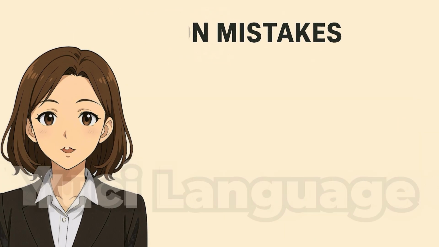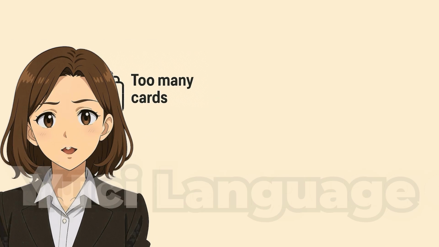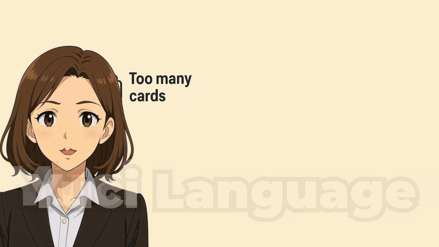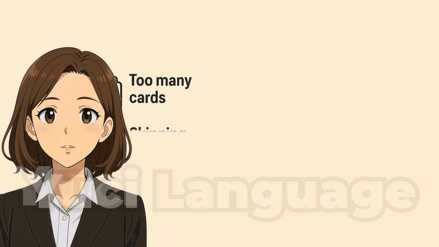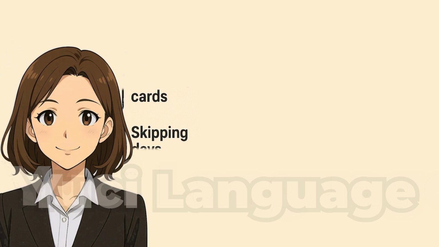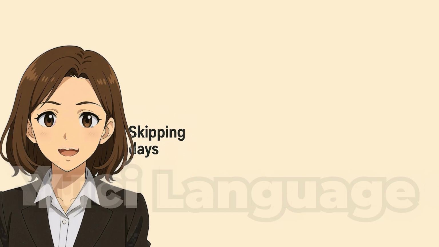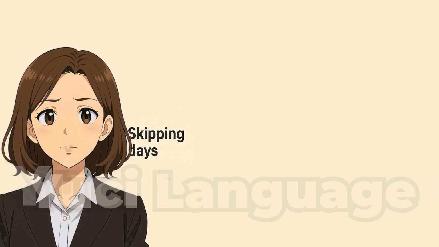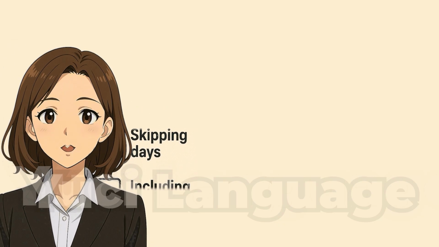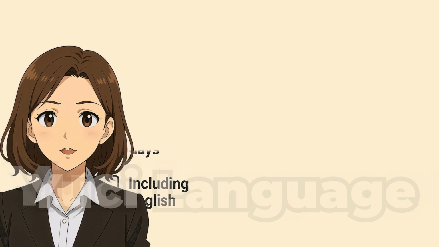Common mistakes to avoid. Let me tell you the mistakes that kill most people's progress. Mistake 1, adding too many cards too fast. I see people add 50 words in one day, get overwhelmed with reviews, and quit. Slow and steady wins. 10 new cards per day. That is all. Mistake 2, skipping review days. If you skip even one day, cards pile up. You fall behind. The system breaks. Review every single day, even if it is just 5 minutes.